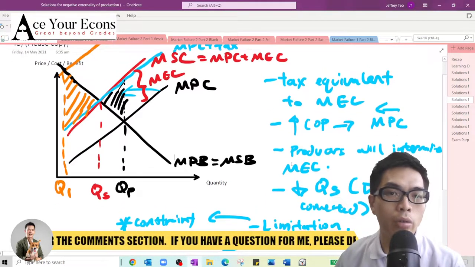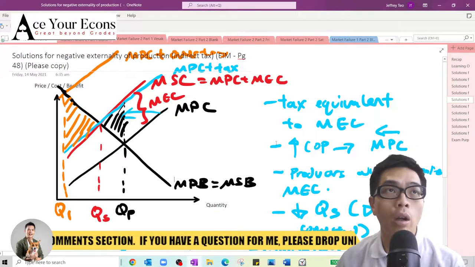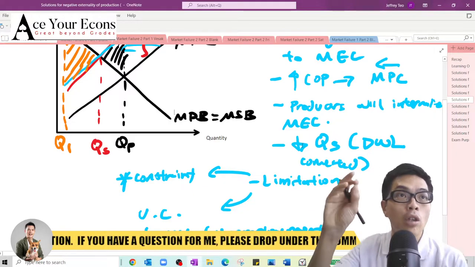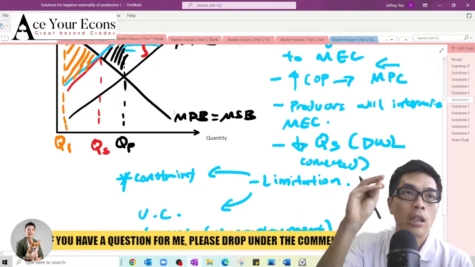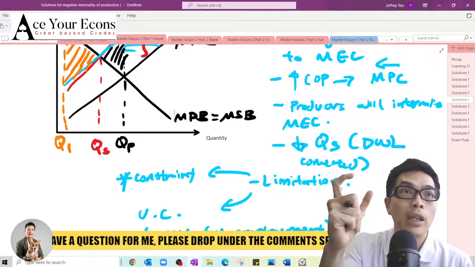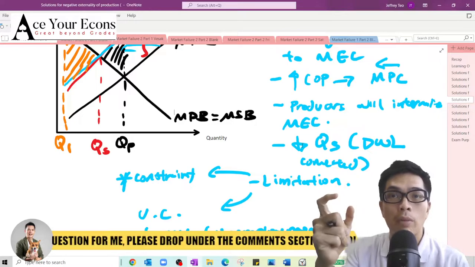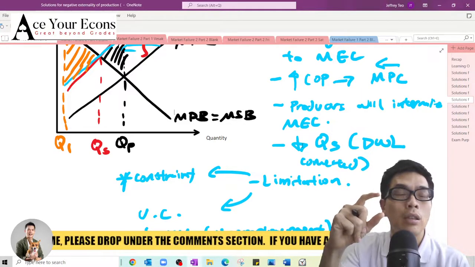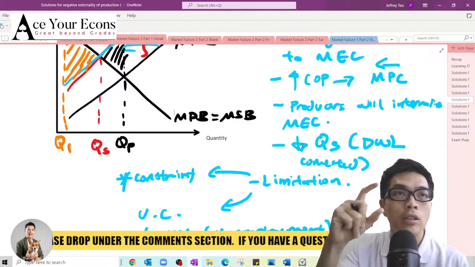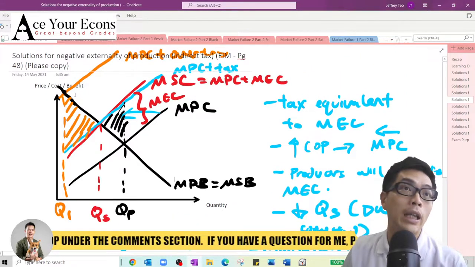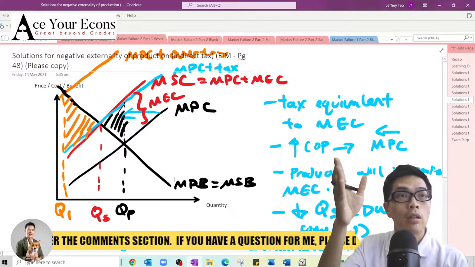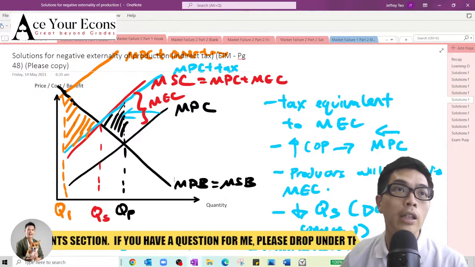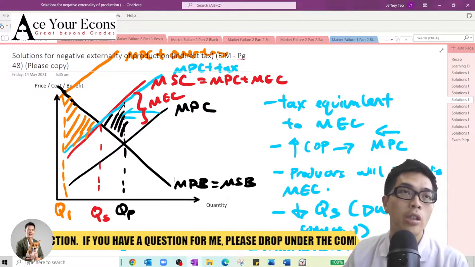You will possibly want to state a limitation. What is the limitation of tax? Remember, one of the most common limitations for tax and subsidy is the government's ability to estimate the magnitude of the external cost and external benefit. What happens when the government overestimates the external cost? If they assume that the external cost is too high, then they will impose a tax that is too high. In that case, there will be a severe underproduction. We've seen that in the orange deadweight loss. This may lead to massive widespread unemployment and closure of firms.